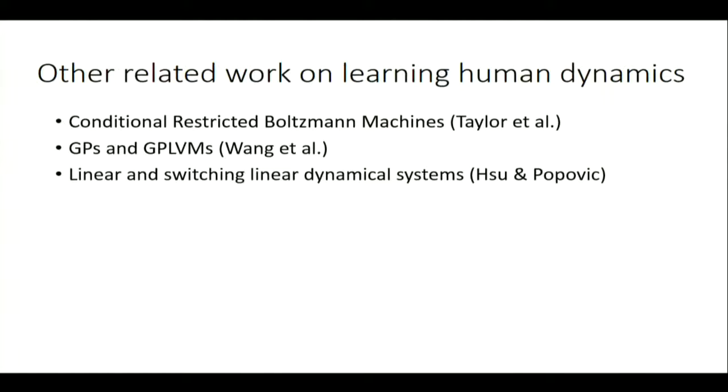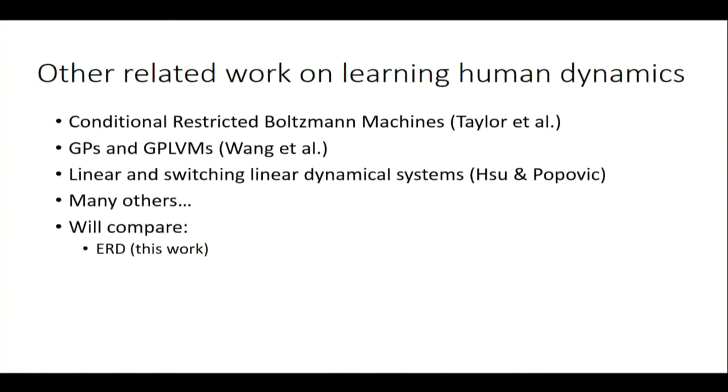There are linear and switching linear dynamical systems. I don't think there's an example of this in the video, but I wanted to mention it because this is also a popular class of dynamics models. It's basically a linear model that can switch into different linear modes. And then there are lots of others.